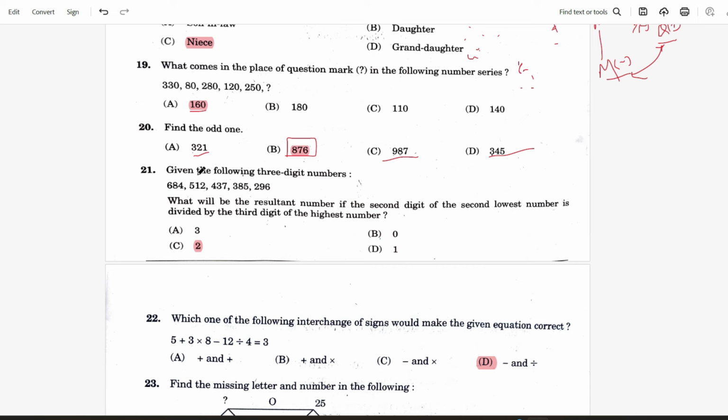Next, given the following three digit numbers, we have to extract a digit and divide it by another digit. What will be the resultant number if the second digit of the second lowest number, which is 385, is divided by the third digit of the highest number? The second digit of 385 is 8. The highest number here is 584. In this, the third digit is 4.